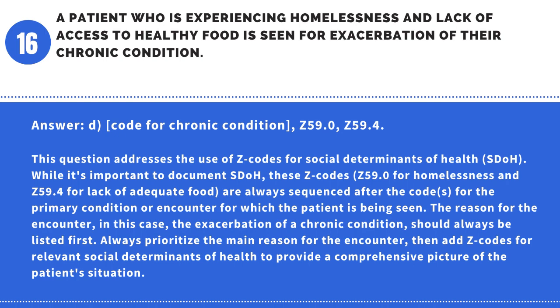Z59.0, Z59.4. This question addresses the use of Z-codes for social determinants of health, SDOH. While it's important to document SDOH, these Z-codes, Z59.0 for homelessness and Z59.4 for lack of adequate food, are always sequenced after the code for the primary condition or encounter for which the patient is being seen. The reason for the encounter, in this case, the exacerbation of a chronic condition, should always be listed first. Always prioritize the main reason for the encounter, then add Z-codes for relevant social determinants of health to provide a comprehensive picture of the patient's situation.